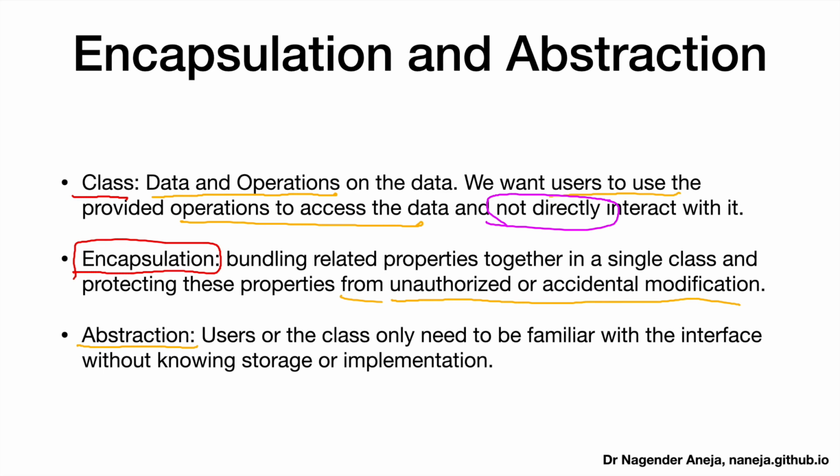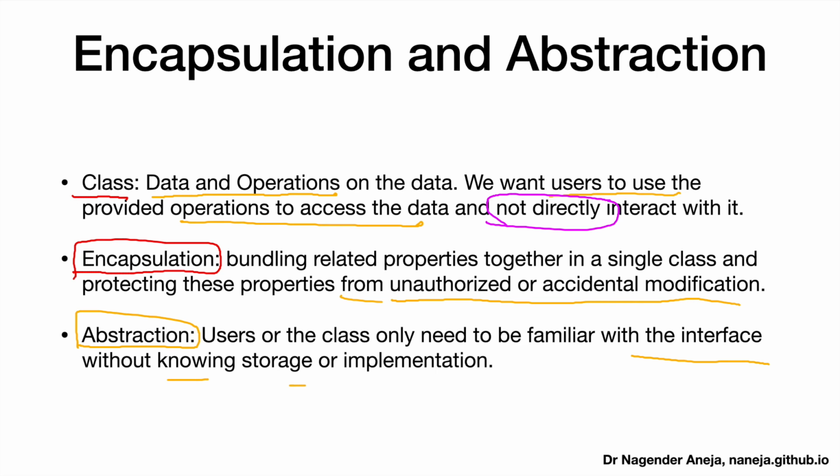And what is the abstraction? Abstraction is that user or class only need to be familiar with the interface. For example, here we have that set name or get name. So you need only those functions. In steering wheel, we need steering wheel only. So we are not concerned with how actually the wheel moves. So we should be knowledgeable about that interface.